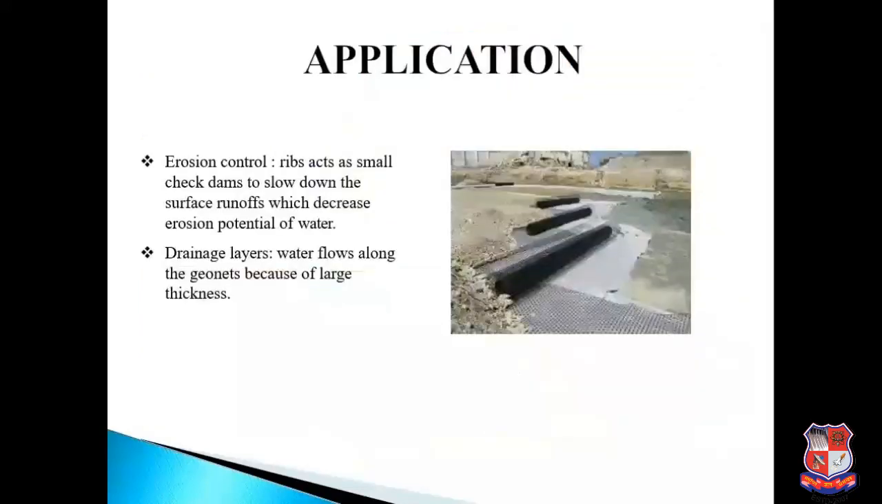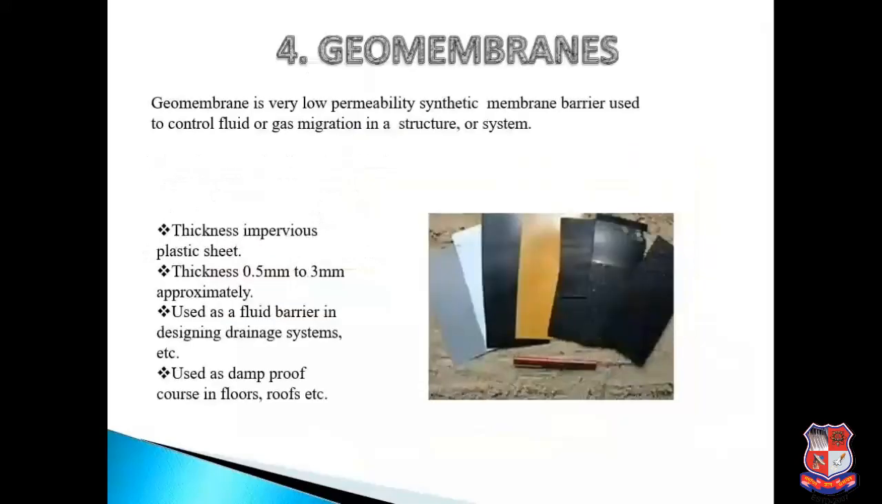Application of it: erosion control. Ribs act as small check dams to slow down the surface runoff, which decreases the erosion potential of water. And as a drainage layer, water flows along the geonets because of the large thickness.